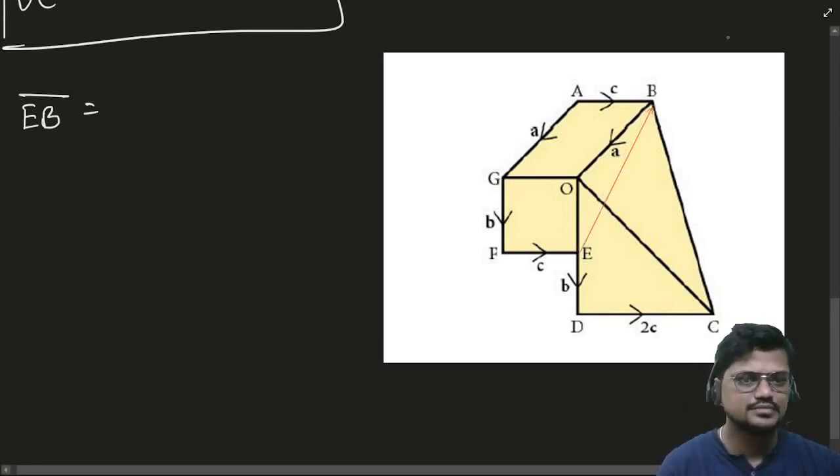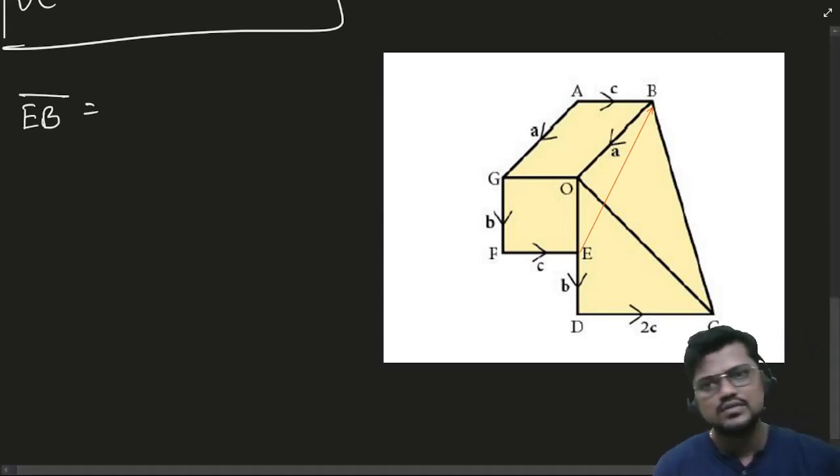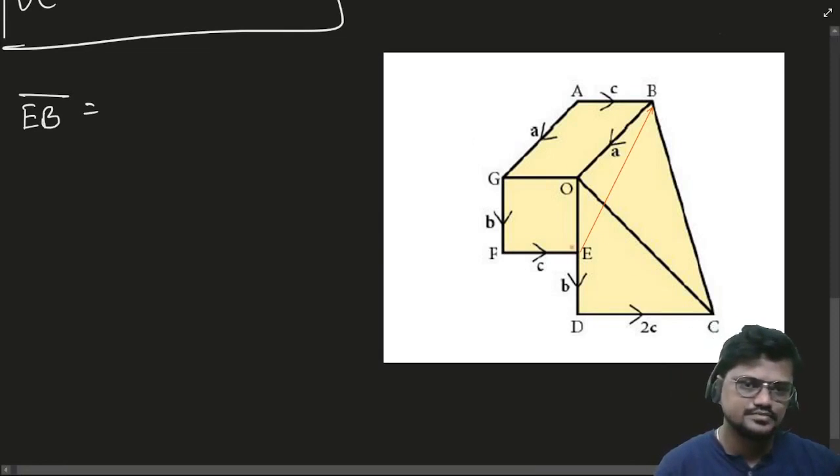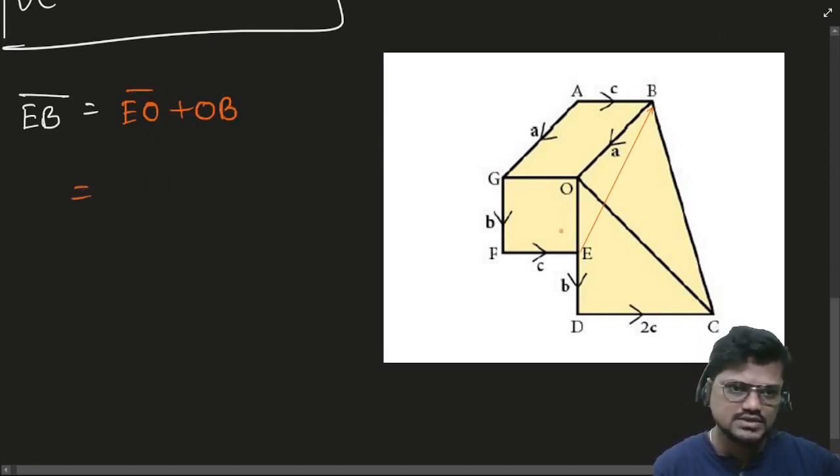But how you will find it? So it will be EO plus OB, that we can do. See, EO plus OB. So your vector EO is minus B and your vector OB is A. So answer is A minus B.